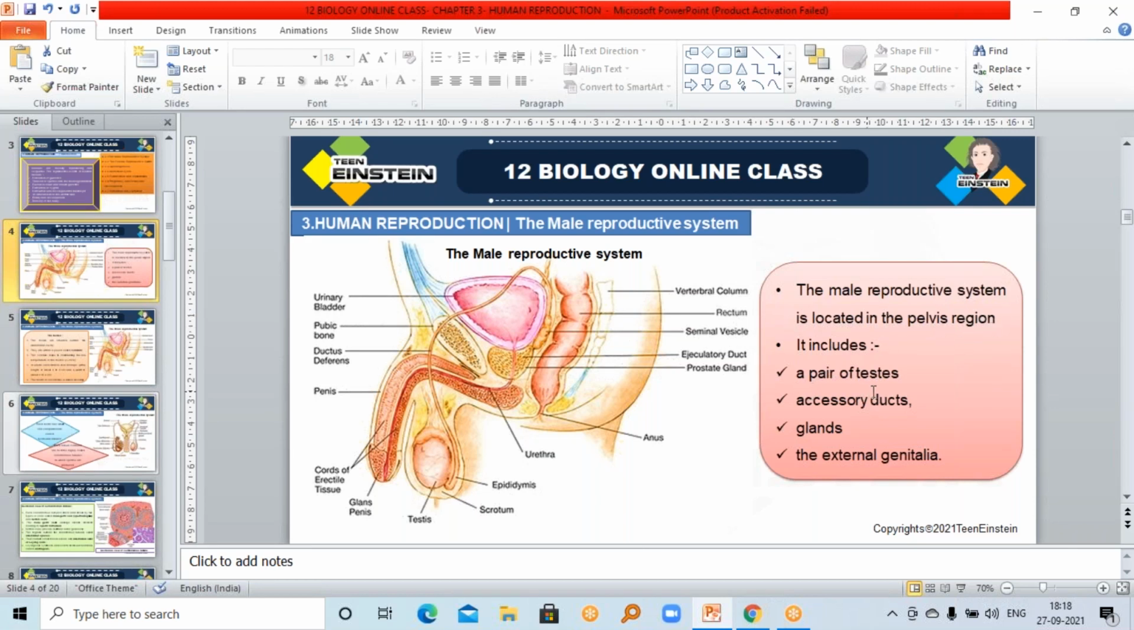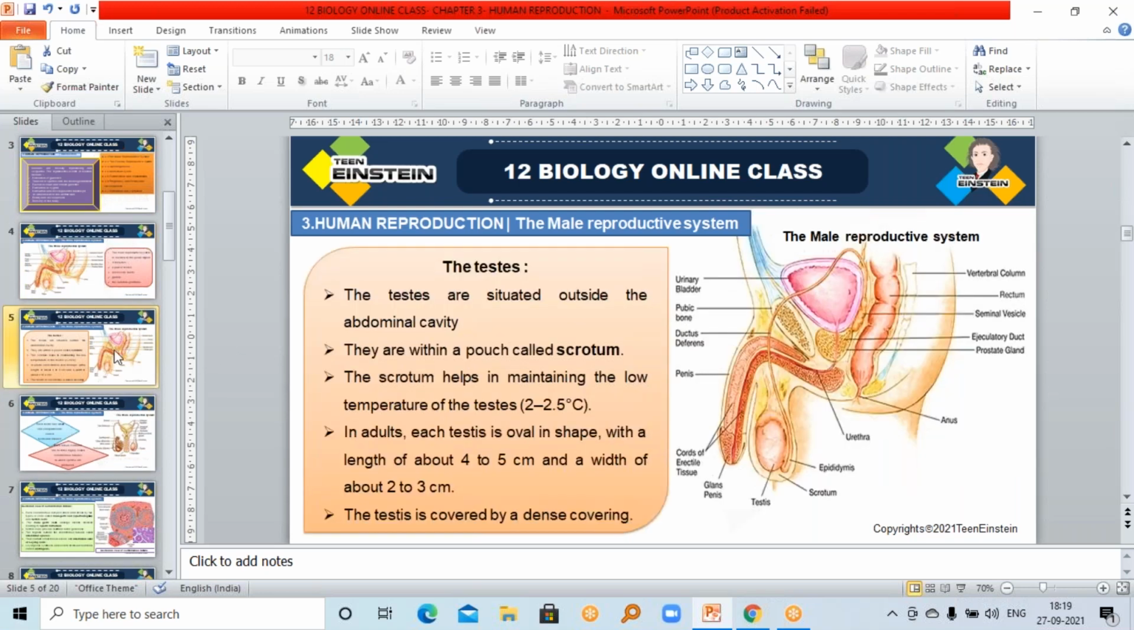So the male reproductive system is located in the pelvis region. That includes a pair of testes, then accessory ducts, then accessory sex glands. The pair of testes is producing the gamete. The accessory ducts have a storage function; they are storing the produced gametes. Then glands are helping in the movement, and the hormonal secretions are also done by these glands. And the external genitalia are the supporting structures. Which is the supporting structure in the male reproductive system? Penis.